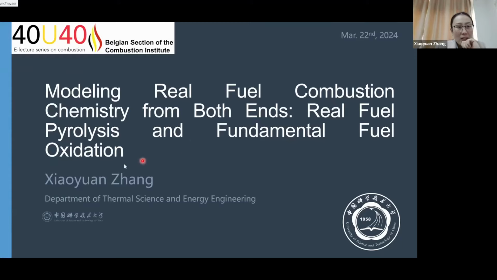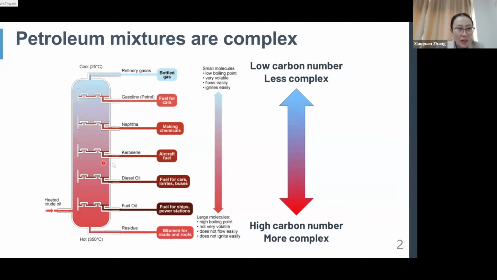Today, my topic is on modeling real fuel combustion chemistry, and I will address this point from both ends. First of all is the real fuel pyrolysis, and the other is for fundamental fuel oxidation. This figure presents the petroleum distillation process. We know that petroleum itself is a complex mixture, and its distillation products like gasoline, kerosene, and diesel oils are all complex mixtures.